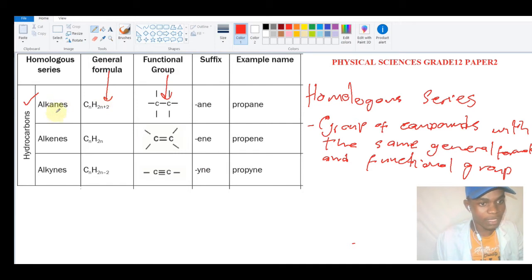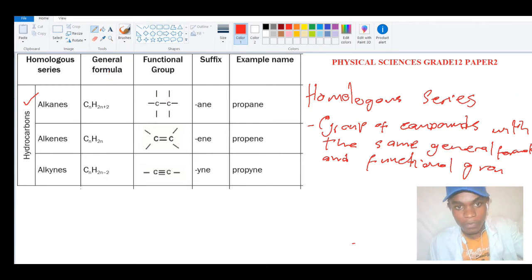So alkanes are a homologous series because they've got the same general formula and the same functional group. Alkenes are a homologous series because they've got the same general formula and the same functional group, etc. Alkynes, you see. So I just introduced the new term here called a general formula. Oh, sorry, I'll get back to the general formula. Let me deal with this one first, called the functional group.